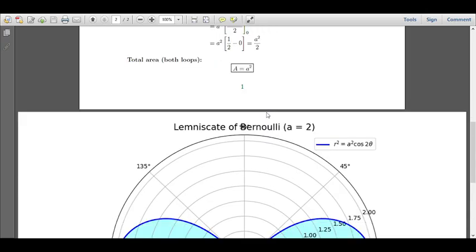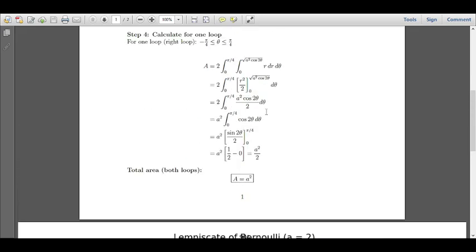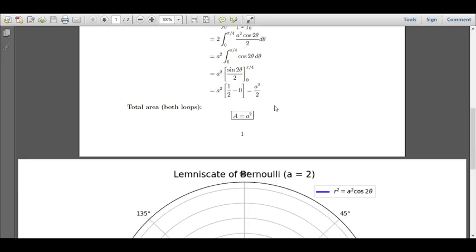Since the total area is 2 times the area of the one loop, so that is 2 into a square by 2, that equal to a square.